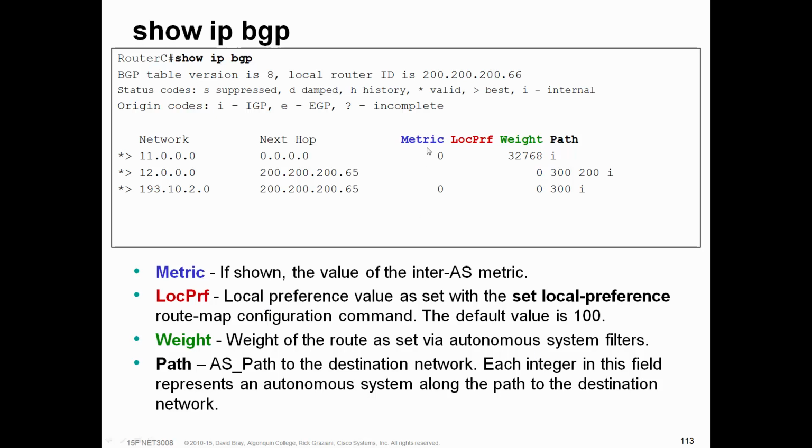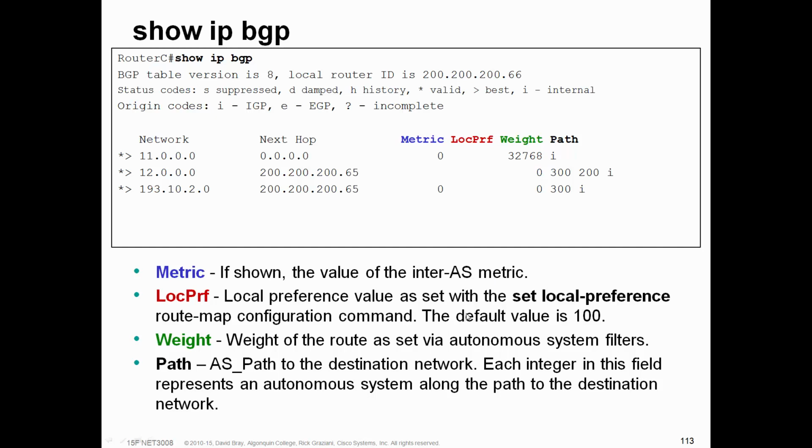The next columns are metric, local preference, weight, and path. So metric, we will talk a lot more about these three columns, metric, local pref, and weight. But this is the inter-AS metric. This is the multi-exit discriminator called a MED that's used between ASs.